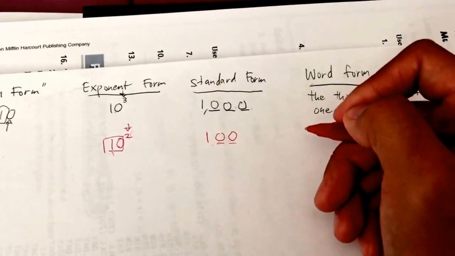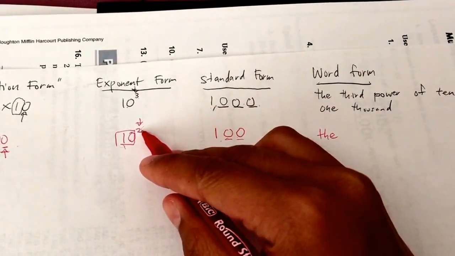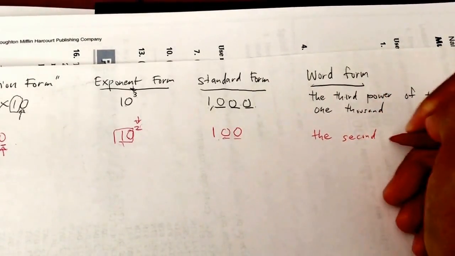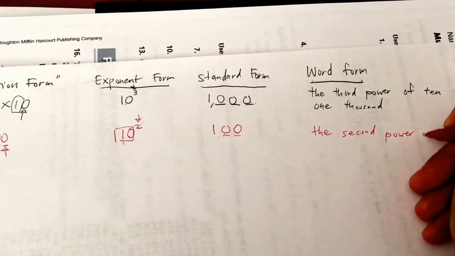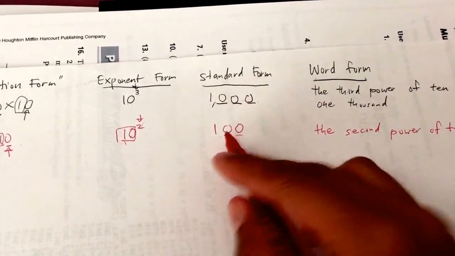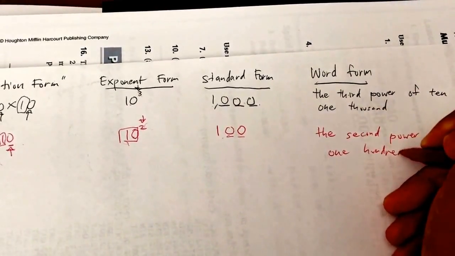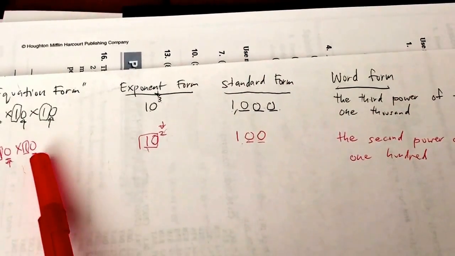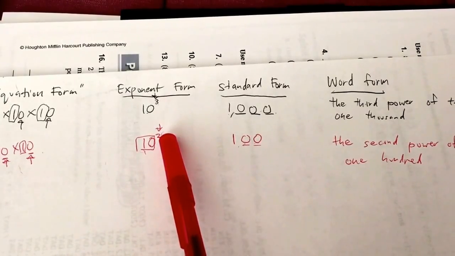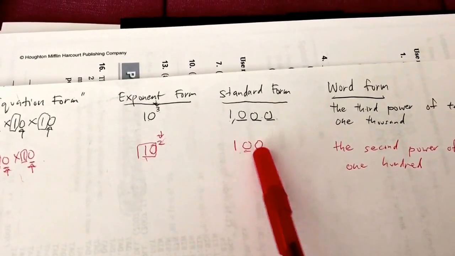In terms of the word form, what number is over here? It's 2, so the second power of 10. The second power of 10, or 100. 10 times 10 has 2 zeros, 10 to the second, or the second power of 10, and it has 2 zeros.